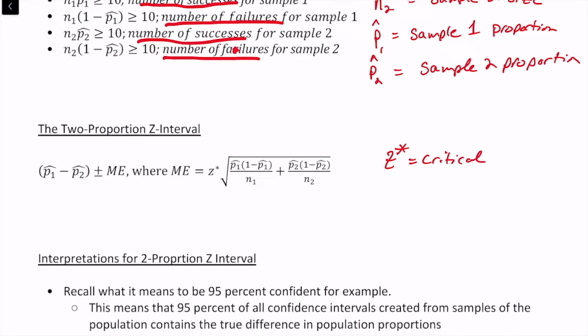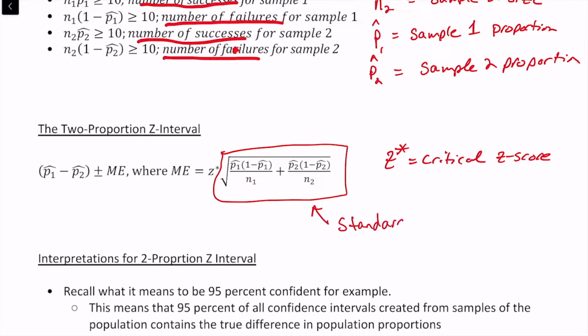And we multiply it by the standard error. So let me see if I can box this up. This part right here is our standard error. Okay? And like I said, it's a nasty one. You take the square root of P1 hat times 1 minus P1 hat over N1 plus, and you do the same thing for P2. So really, it's not that bad. We're doing really what we did with the one proportion Z interval. It's just that we're adding on that extra part for the second sample.